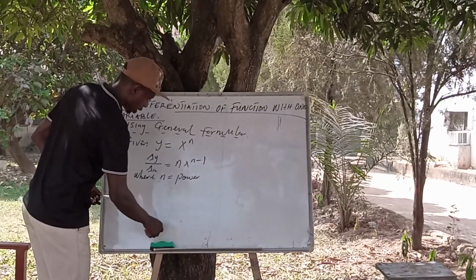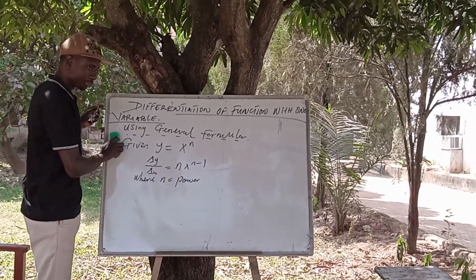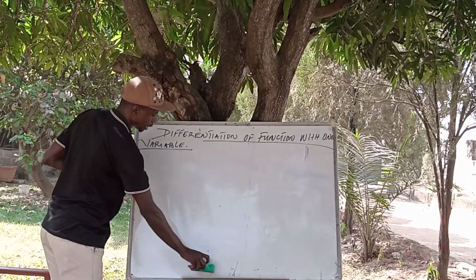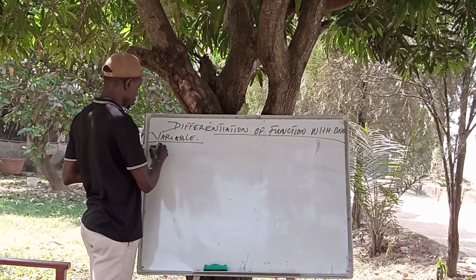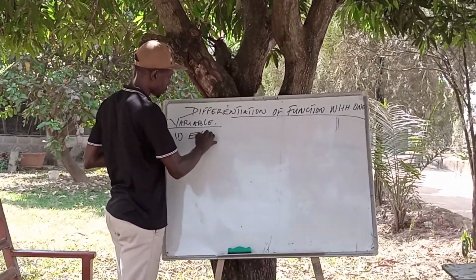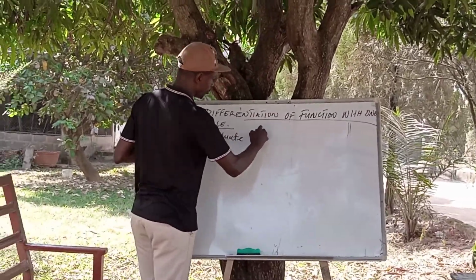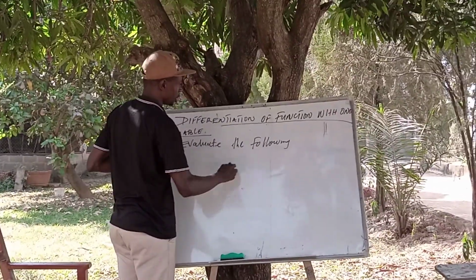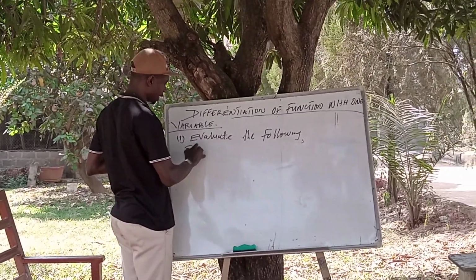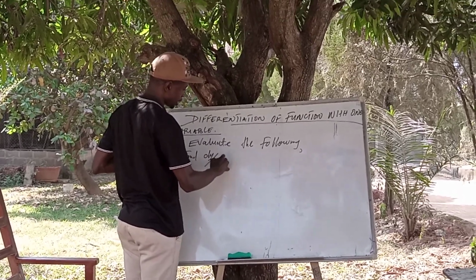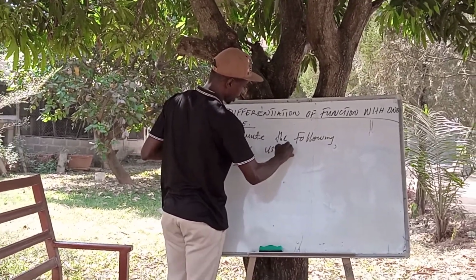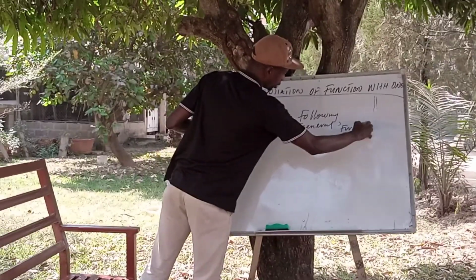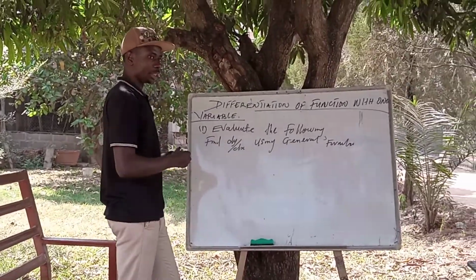Next, let's start from examples. Example 1 says: evaluate the following. Find dy/dx using the general formula. So at this point, you have to find dy/dx using the general formula.